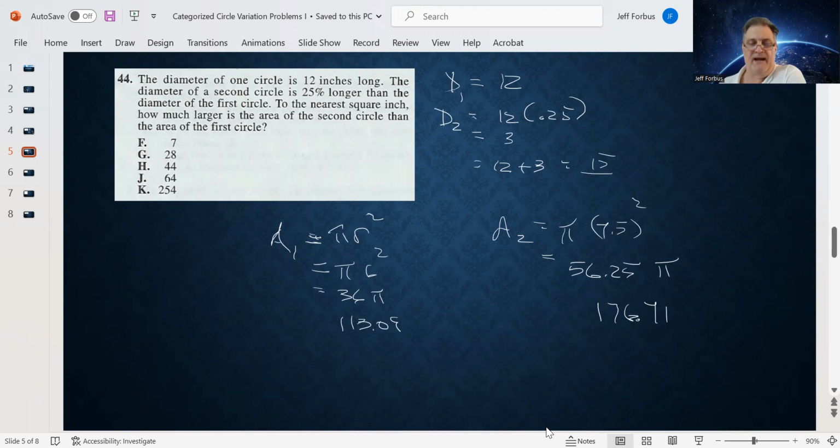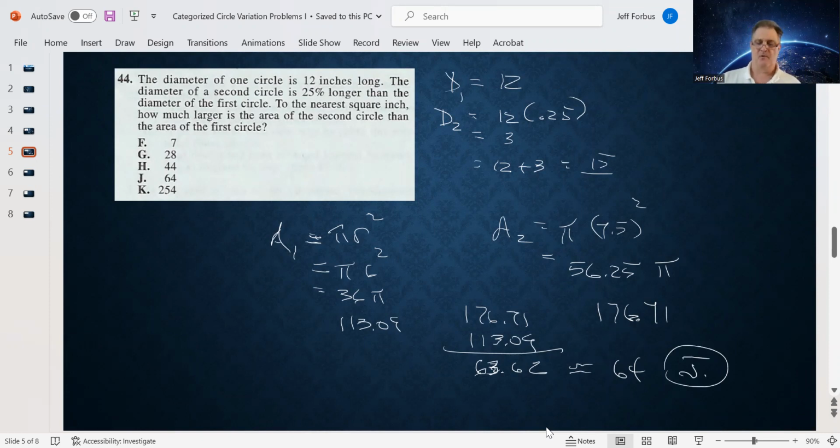Okay, now we can subtract the two. 176.71 minus 113.09. And we're going to get, 2, 6, 3, and then 7 minus 1 is 6. So 63.62. And that's going to be approximately 64. And that's going to be answer choice J.